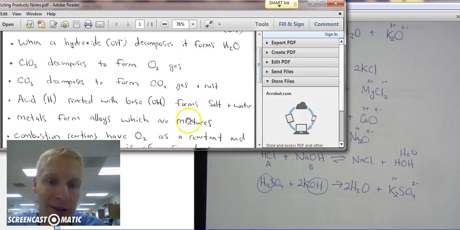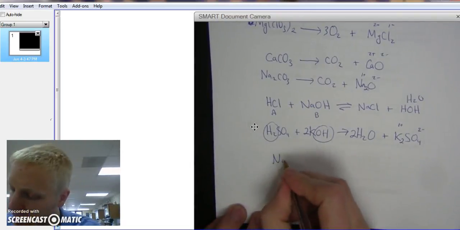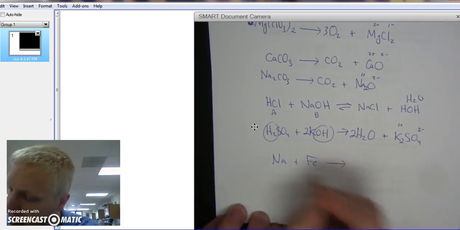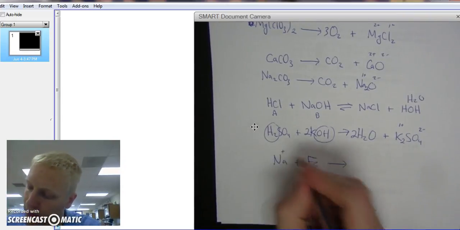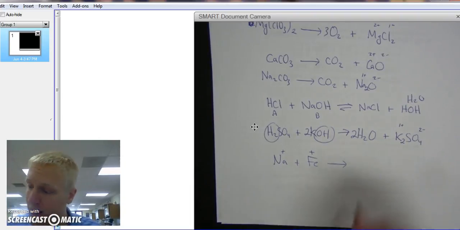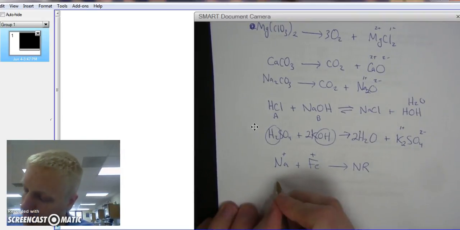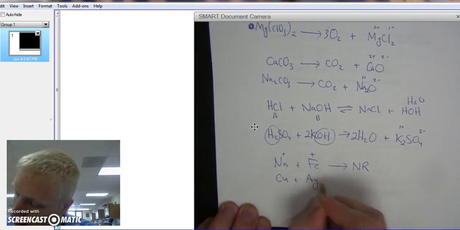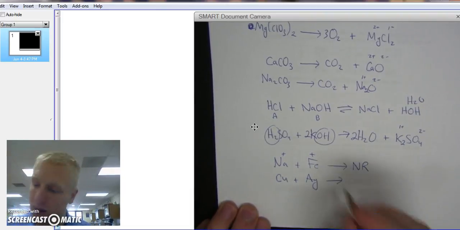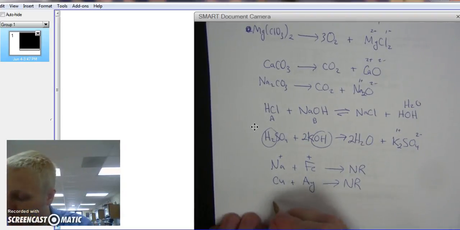Metals form alloys, which are mixtures. That's this guy. These are the easiest ones, because it's something like Na plus Fe equals, you have 2 metals, this one's plus, this one's plus, they don't mesh, they are not going to react. They may mix, but they will not react to form anything new, so you'd write no reaction. What if you have copper plus silver? Two metals? Again, no reaction. So anytime you have two metals reacting together, you're going to have no reaction.